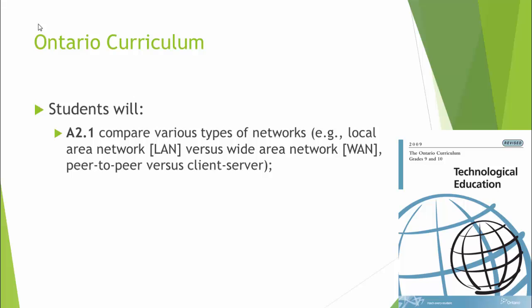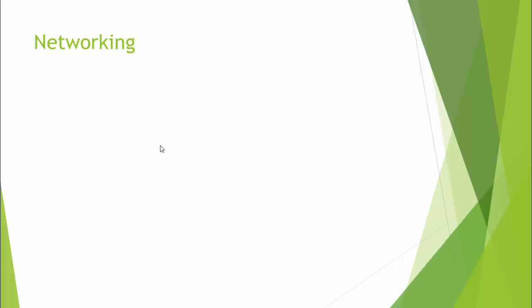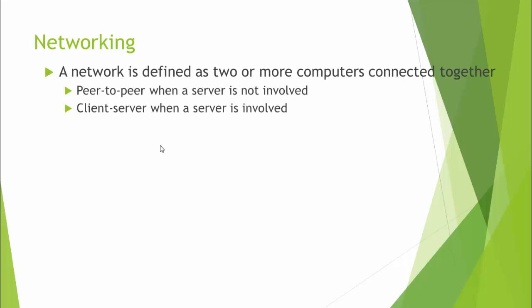Ontario would like for students to be able to talk about different kinds of networks, including LANs and WANs, talk about peer-to-peer and client-server networks and other networking concepts. So first off, we need to understand what a network is. It's defined as two or more computers connected together. Peer-to-peer when there's no server. Client-server when a server is involved.